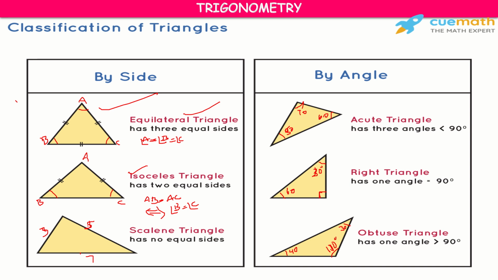Right angle means if one angle is 90 degrees, it is a right angle triangle. And coming to an obtuse angle triangle, if one angle is greater than 90 and the remaining angles will be acute, such a type of triangle is nothing but an obtuse triangle.